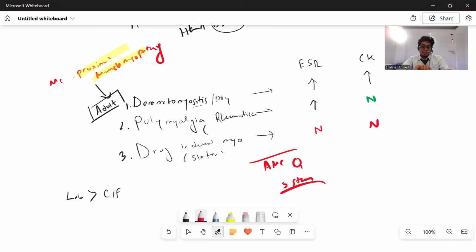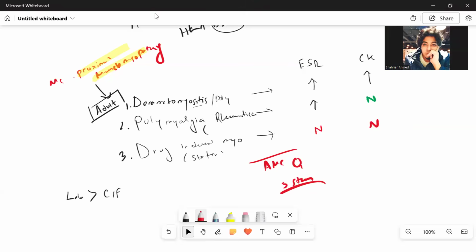I'll hold here 30 seconds if you want to finish writing. This is it. Proximal muscle myopathy. Then these three conditions, that is the adult version, three conditions. These are the findings. Everyone please confirm to me in the comment section if it is clear. Only 2 doctors confirm, rest of them are sleeping, I guess. Okay, no problem.